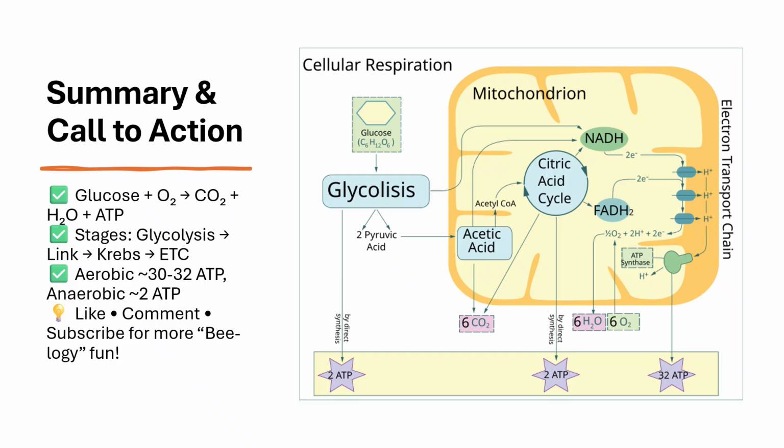All right, biology buddies, to wrap up, we've seen how glucose and oxygen get converted to CO2, H2O, and ATP via four major stages. We compared aerobic, about 30 to 32 ATP, versus anaerobic, about 2 ATP, and saw what factors affect the process. If you take away one thing, energy production is smart, efficient, and essential for life.